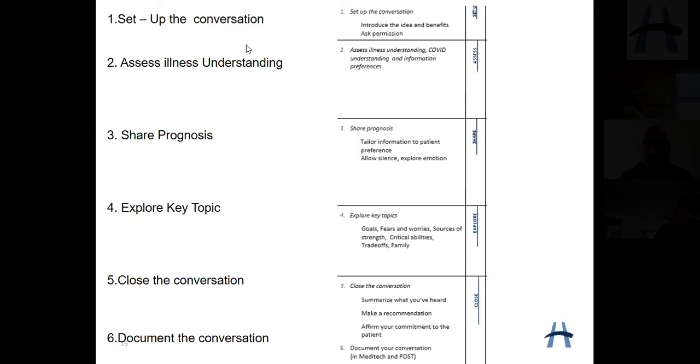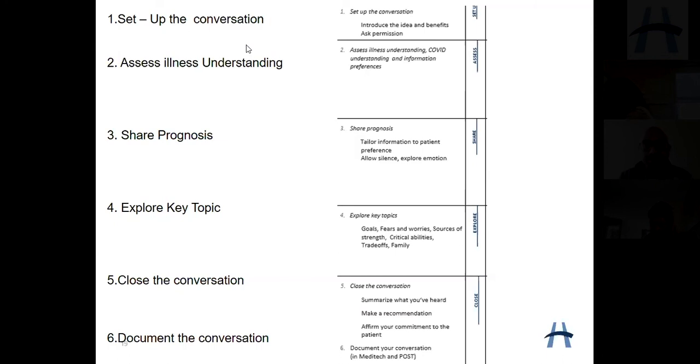The first is a setup. That's where you introduce the idea that you're going to be having this conversation, and you ask patients for their permission. And this is important because you want to ensure the patient's in the right frame of mind to have this difficult conversation. The next is assessing the illness understanding. And this is basically where you ask them how well they understand their medical condition and how they would want their information shared with them. Some people would want very comprehensive sharing of all the information, and some people like the overall big picture.